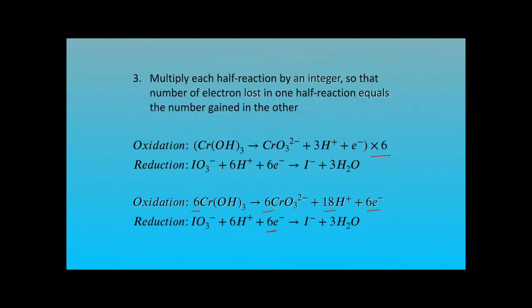We must make sure that the number of electrons in oxidation equation and reduction equation is the same before we proceed to the next step. In this case, we should multiply the oxidation equation with 6 to get the same number of electrons as in reduction equation which has 6 electrons.